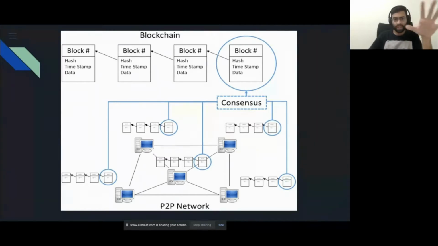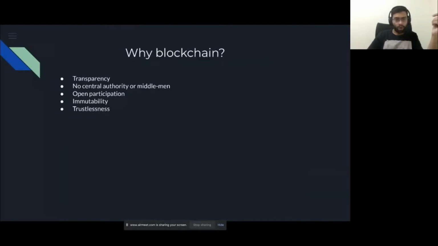That's what a blockchain is, and that's how it's built. Why blockchain? Because it provides us a lot of things. It provides us transparency. It provides a decentralized architecture where there is no central authority and you can eliminate the middleman. It provides open participation. This is particularly true for public blockchains, not so much for permissioned blockchains like Corda or Hyperledger.